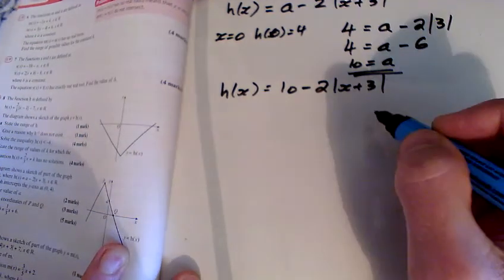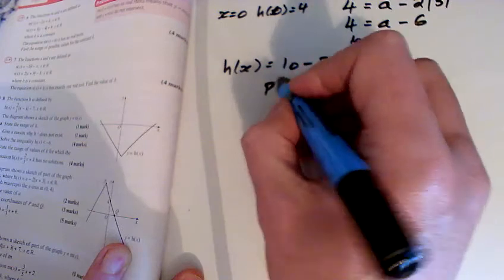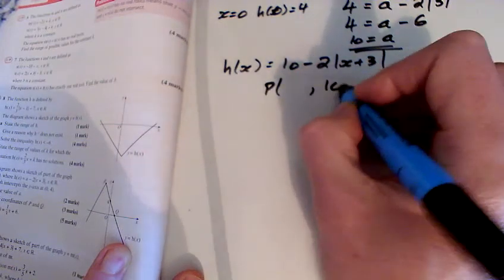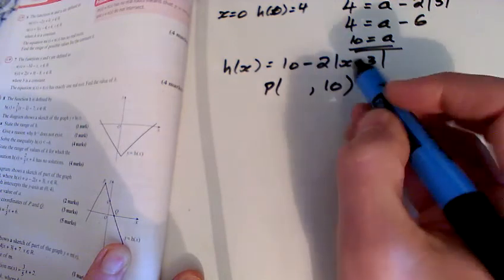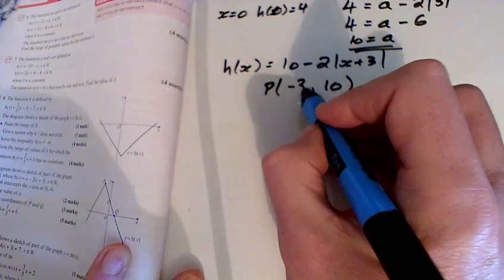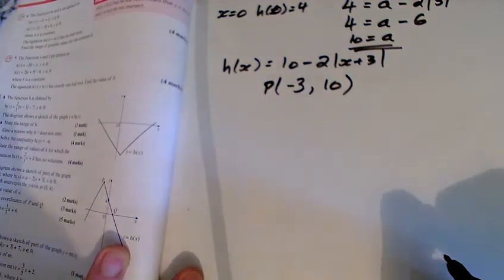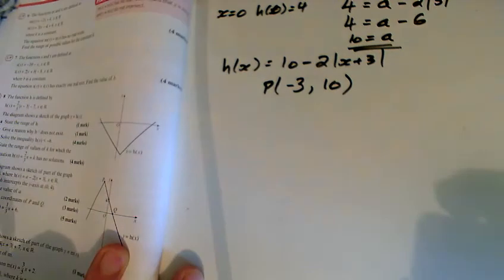P is the highest point. The highest point that can get to would clearly be 10. 10 take away, so we want this thing to be 0, and if that thing's 0, we must have an x of minus 3. Sticking the minus 3 in there makes 0.